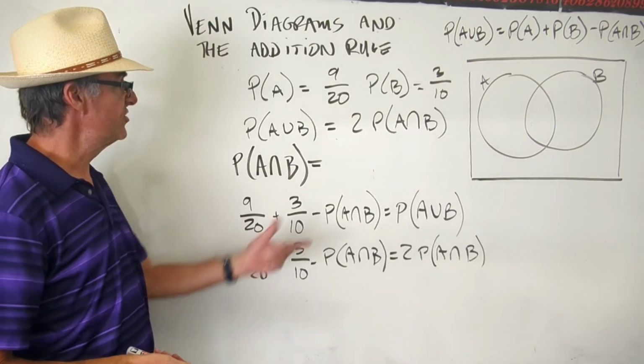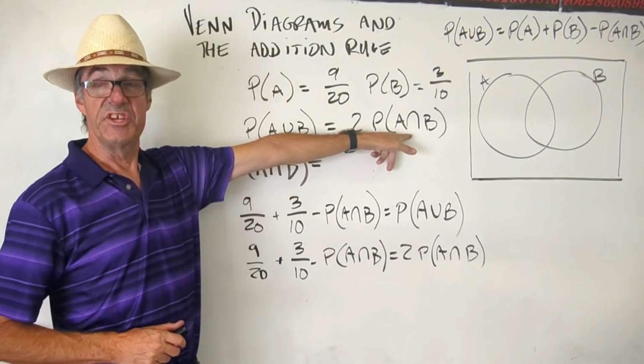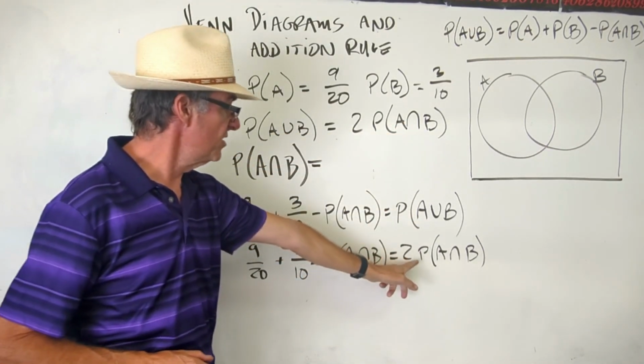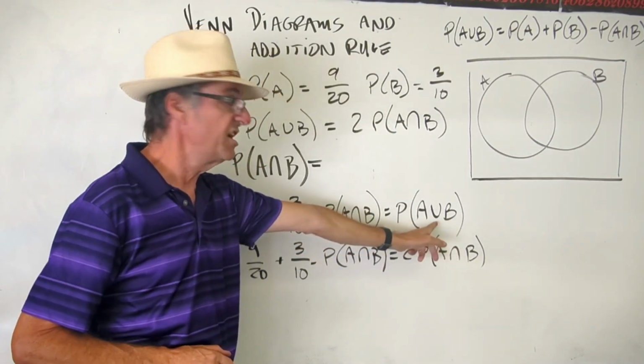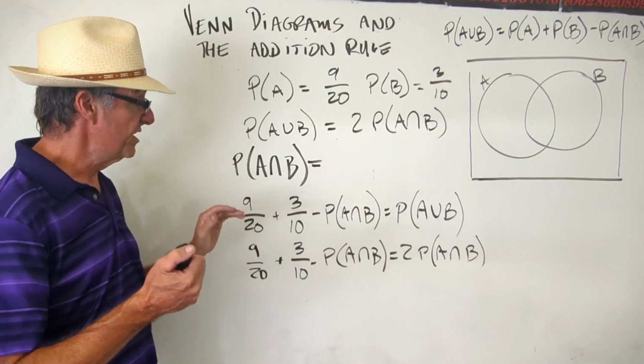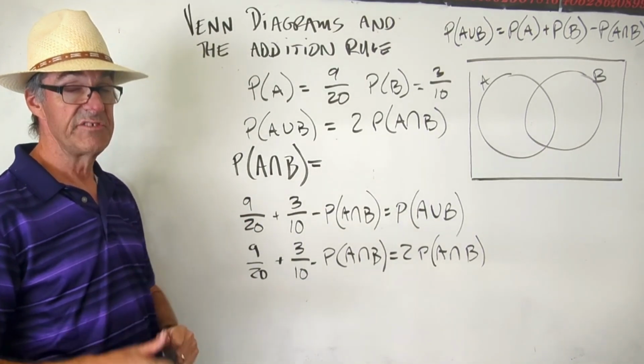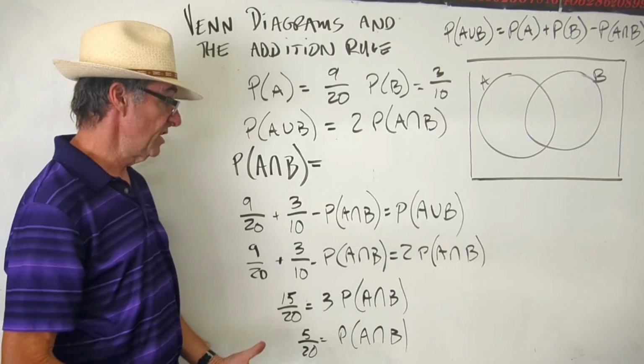Okay, here's the substitution. We know that the union is twice the intersection. So I'm just putting twice the intersection in here for the union. Same equation otherwise. Now we can solve this for the probability of the intersection. If you haven't done that yet, pause the video and do that. So I just did a little bit of algebra.